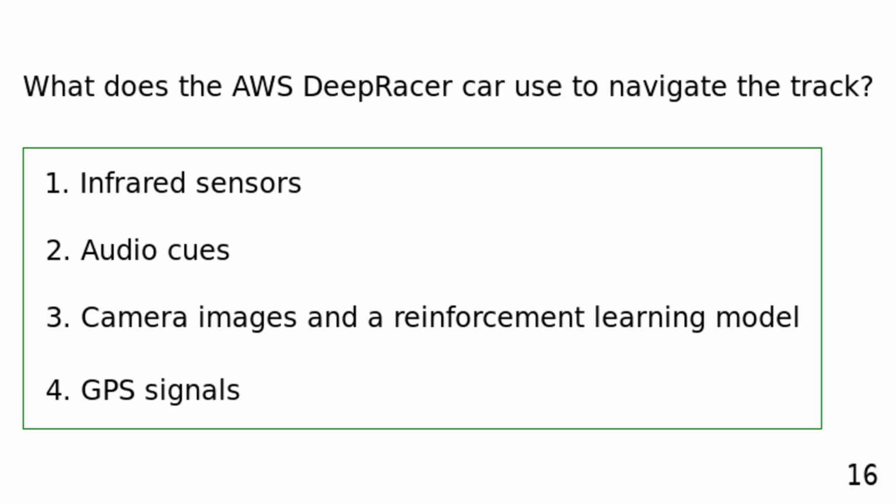What does the AWS DeepRacer car use to navigate the track? Infrared sensors, audio cues, camera images and a reinforcement learning model, GPS signals.